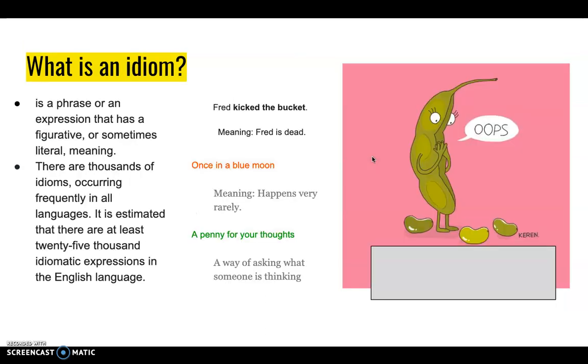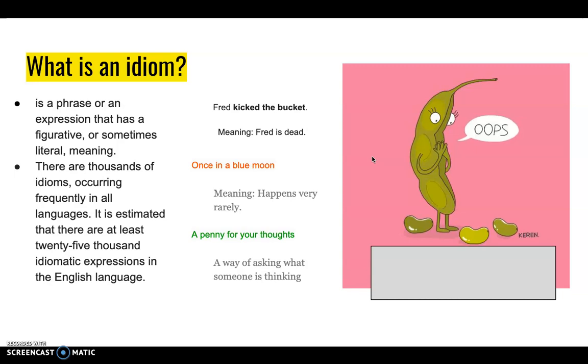Okay? Now, what is an idiom? An idiom is a phrase or an expression that has a figurative or sometimes literal meaning. There are thousands of idioms occurring frequently in all different languages, right? There's a ton. So an idiom is not just words like that. It's a whole sentence. So we have Fred kicked the bucket, kicking the bucket. We know that means Fred's dead, right? Once in a blue moon, that's an idiom, and once in a blue moon means it happens very rarely, right? Now, if you translated that into a different language, it's probably not going to make any sense, right? A penny for your thoughts. It's a way of asking what someone is thinking, right?